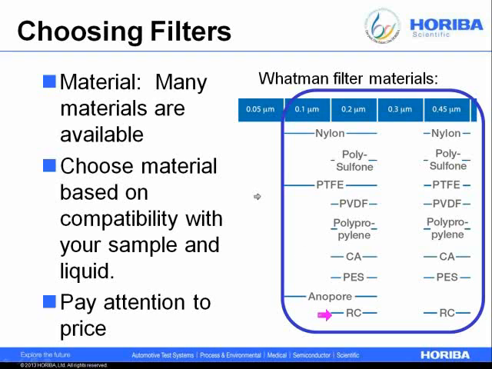So if you're filtering an aqueous suspension, you do not want to use PTFE, Teflon, because the water does not wet the PTFE, and you won't get anything through the filter. You'll start looking at something like nylon or the Anopore. Now, the Anopore is most widely useful, but I think it's one of the more expensive materials. So you want to pick something based on what's compatible with your sample. PTFE, by the way, is good if you're working with something like toluene or THF.